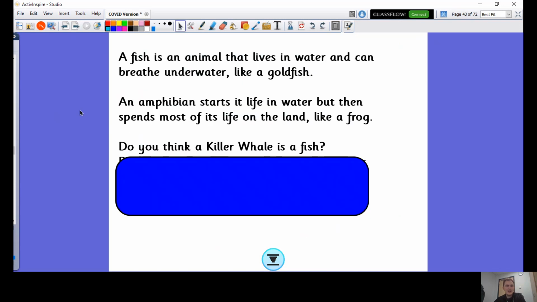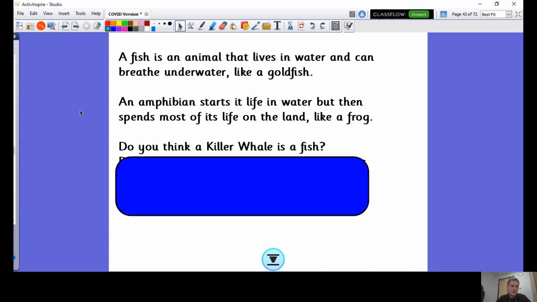Okay, so a fish is an animal that lives in water and it is an animal that can breathe underwater. That's very important, like a goldfish. Okay, an amphibian starts its life in water, but then spends most of its life on the land, like a frog. So it starts off in the water, but it then moves and lives on the land.